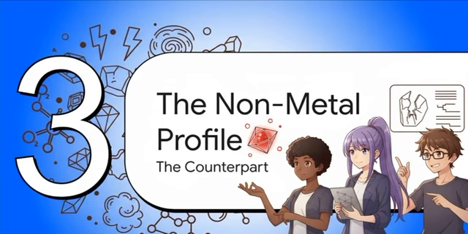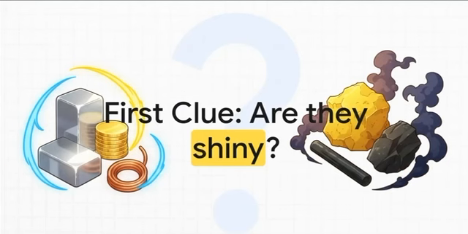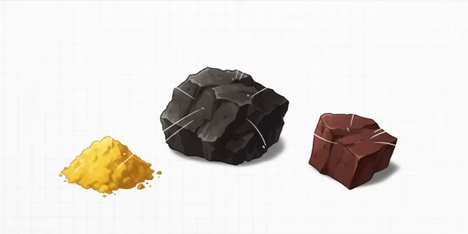Now let's shift gears and look at our other main suspect, the nonmetals. We're going to run them through the exact same checklist of clues and see how their profile stacks up. First up, back to the visual test. When you look at a nonmetal, say a piece of sulfur or a lump of charcoal, does it have that same metallic shine? Nope, not at all. The difference is pretty stark, actually. Nonmetals are usually just dull. They don't have that reflective luster. Their surfaces tend to absorb light instead of bouncing it back at you.